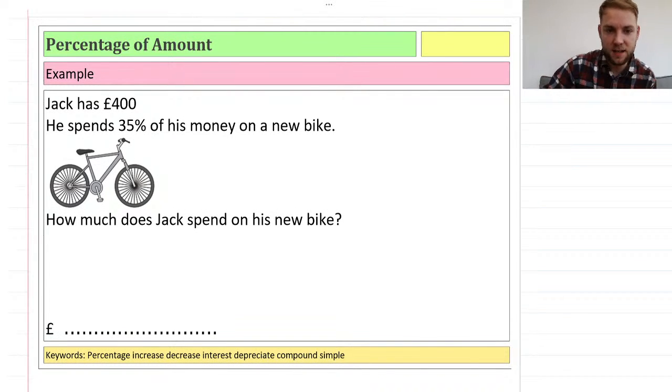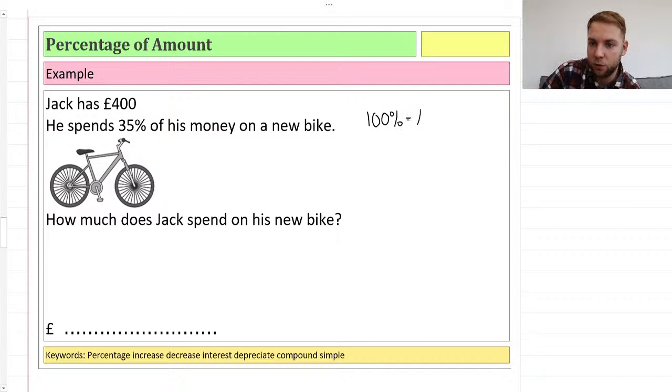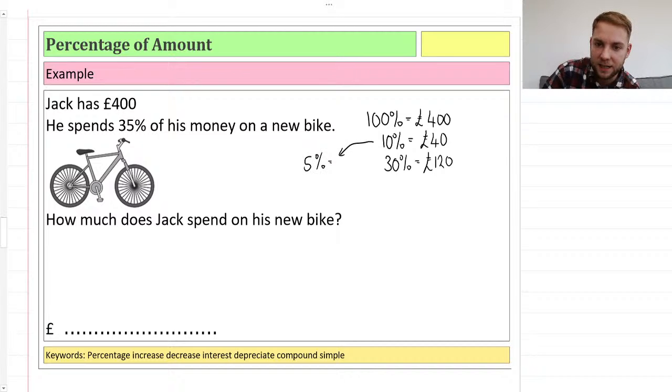So let's have a little go at this then. What does that 400 represent? Well, the 400 represents his amount, doesn't it? His full amount. So 100% is equal to 400. I'm trying to find 35%, so I'm going to find 10% first, which is equal to £40. I need 30%, which is that times by 3, which is £120. But I also need 5%, which is divided by 2. So 5% of this is equal to £20.